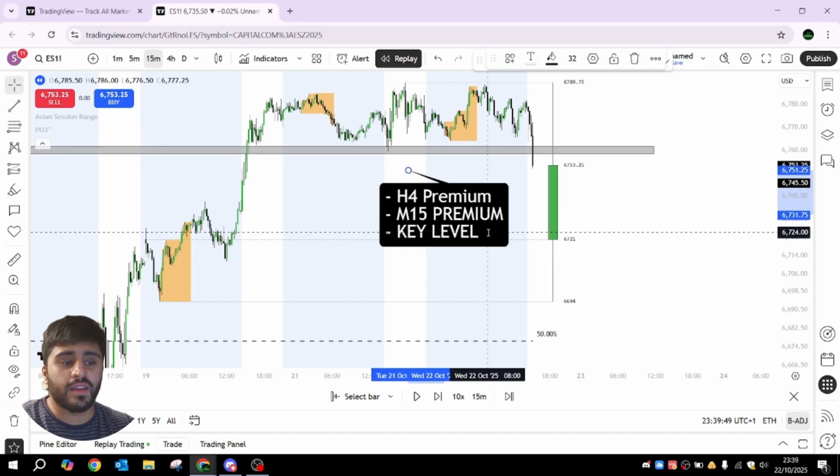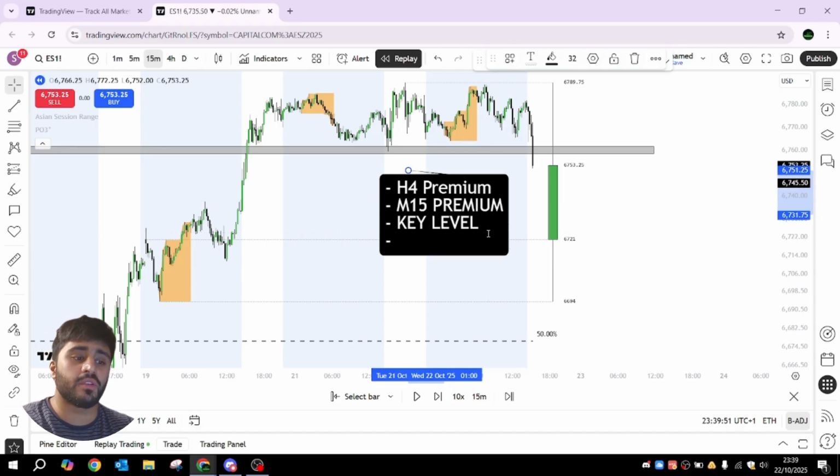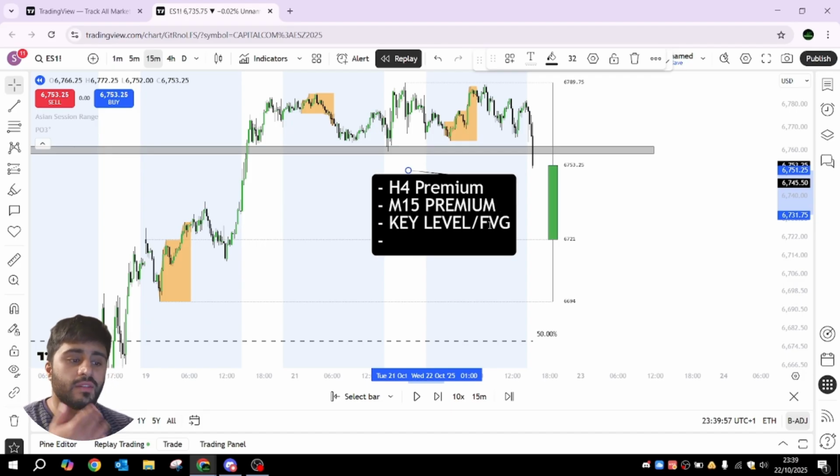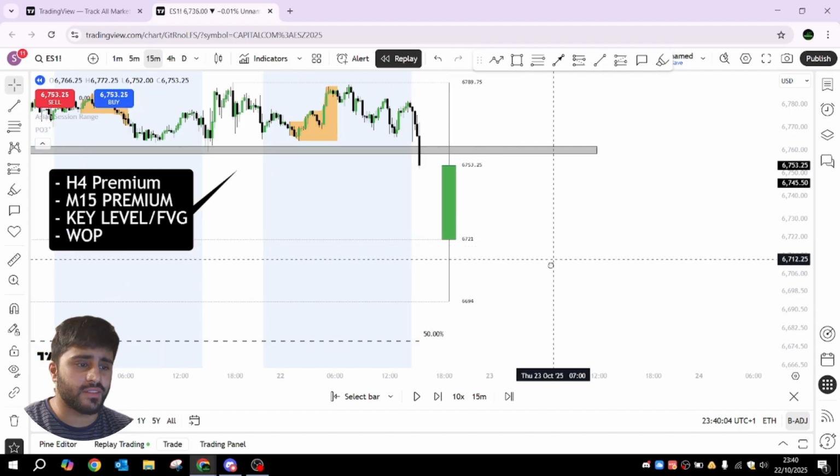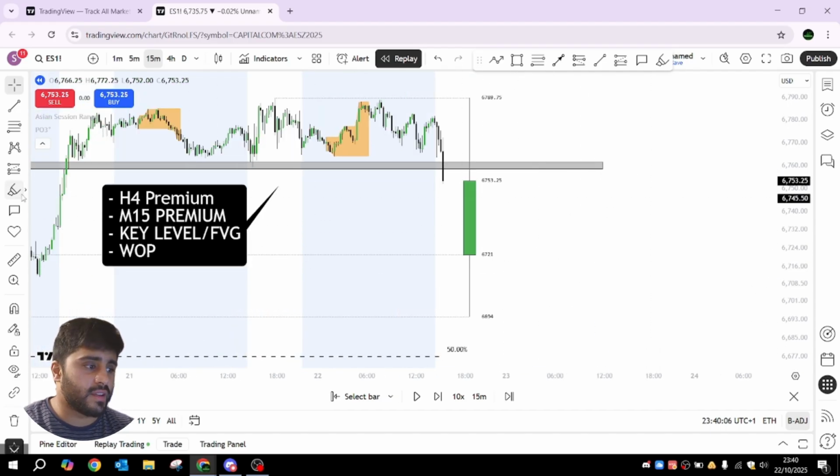The way we do that is by looking at, of course, 4-hour premium, 15-minute premium. We're at a key level. We have obviously a 15-minute fair value gap, which is kind of what derives a key level. We're also above the weekly opening price, and this is very important to understand, right? This is one of my favorite topics in the whole of trading, right?